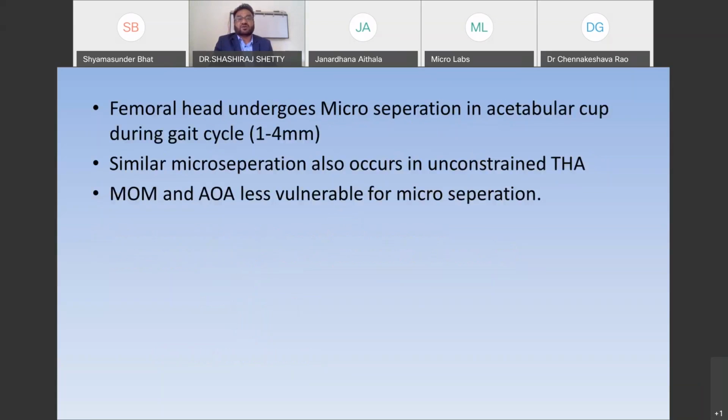The femoral head undergoes microseparation in the acetabulum during the gait cycle. Similar microseparation also occurs in unconstrained total replacement. Metal on metal or ceramic on ceramic is less vulnerable to microseparation.